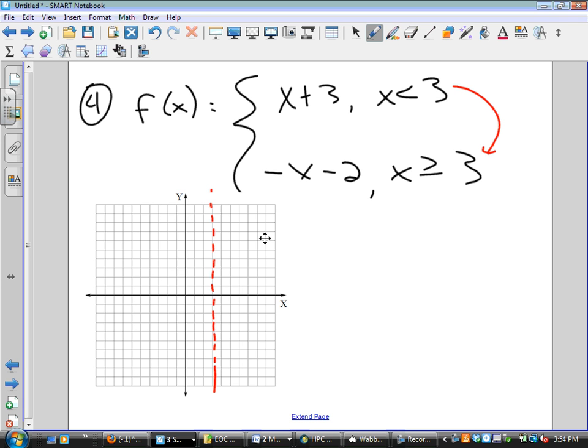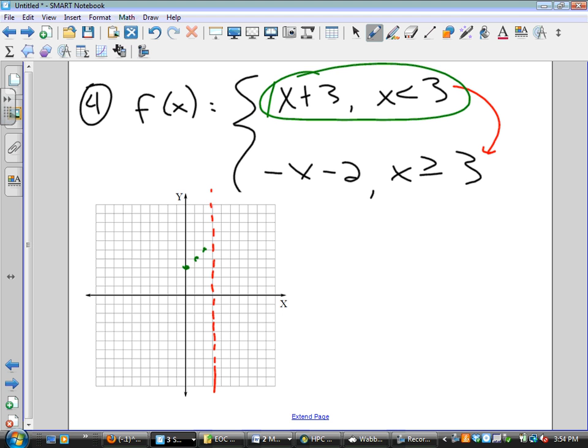So first let's look at the top one, x plus 3. The function x plus 3 is only good when x is less than 3. Okay, so let's go ahead and graph this line, x plus 3. We know that the y-intercept is 3. Okay, and we know that the slope is 1 because the number in front of x is 1. So we're going to go up 1 and over 1, up 1 and over 1, up 1 and over 1.